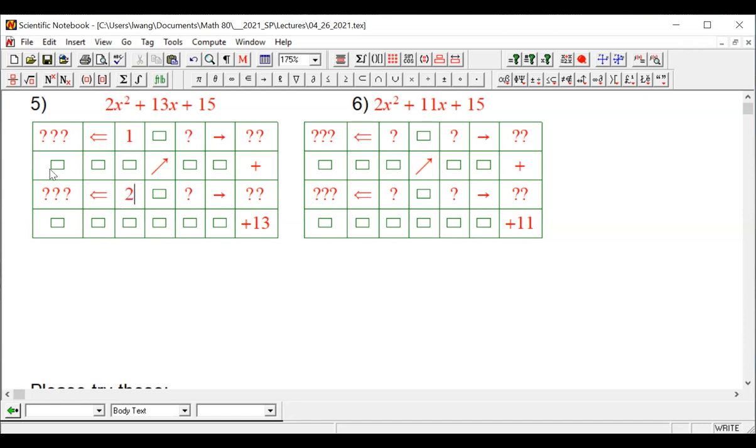Okay, Alan's contribution. Is this for number 5 or number 6? Okay, great. Number 5. He got x plus 5 multiply 2x plus 3. So I'm going to go straight to check his work by FOIL.